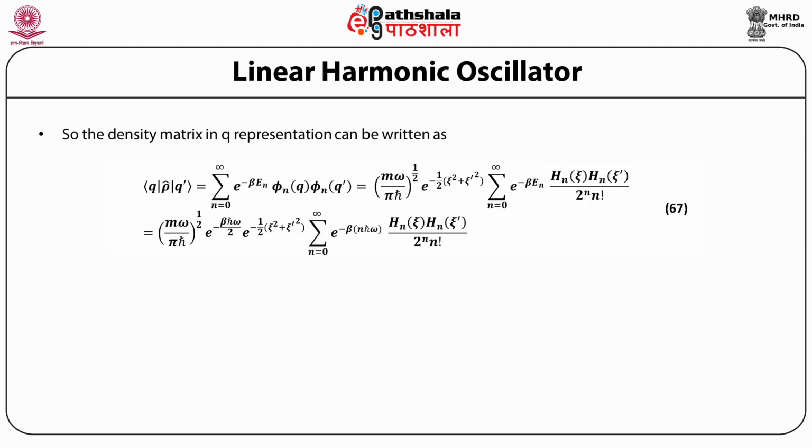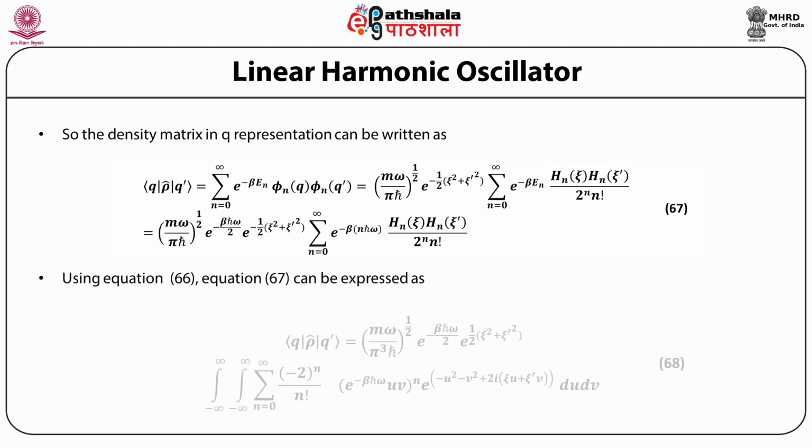Using equation 66, equation 67 can be written as equal to (m omega upon pi cubed h bar) raised to power half e raised to power minus beta h bar omega by 2 e raised to power half xi squared plus xi dash squared multiplied by integral from minus infinity to plus infinity multiplied by integral from minus infinity to plus infinity summation over n is equal to 0 to infinity (minus 2 e raised to power minus beta h bar omega uv) raised to power n divided by n factorial multiplied by e raised to power minus u squared minus v squared plus 2 iota (xi u plus xi dash v) integrated over u and v.